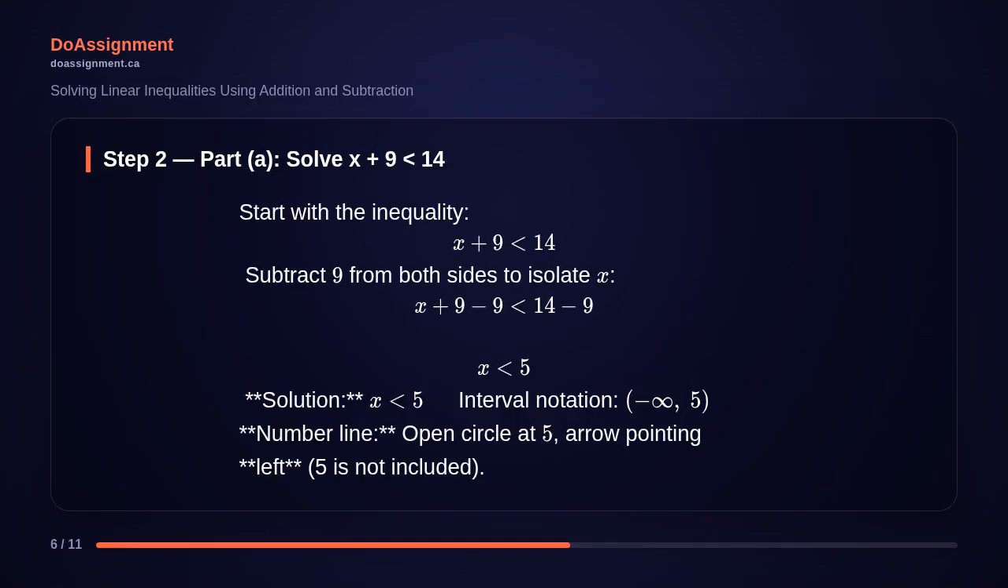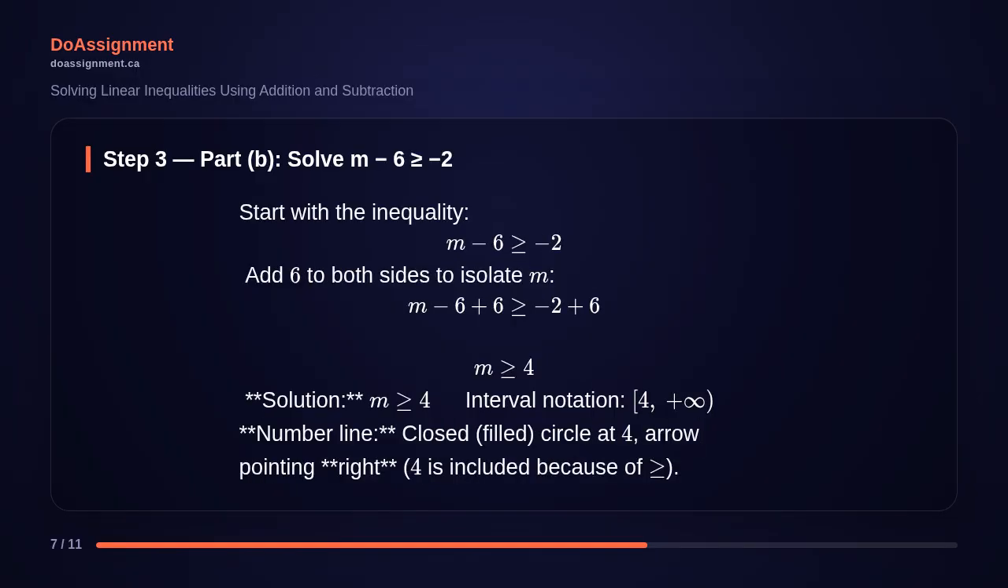For Part A, we have x plus 9 is less than 14. We subtract 9 from both sides. On the left, 9 minus 9 cancels, leaving x. On the right, 14 minus 9 equals 5, so x is less than 5. On the number line, we place an open circle at 5, because 5 itself is not included, and shade everything to the left.